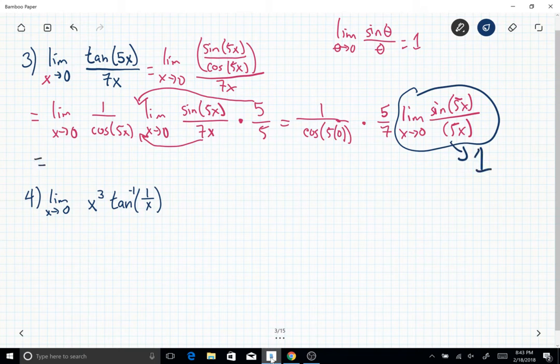So at the end of the day, what do we have? We have 1 over, well, what's cosine of 0? Well, cosine of 0 is just 1 times 5/7, and then times 1. So our whole answer is just 5 over 7. And that's our final answer.